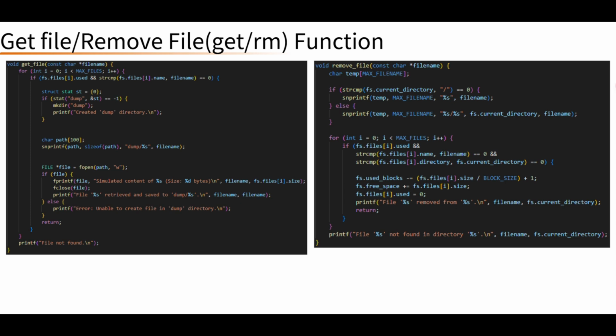Then add to the system's available space by adding the size of the deleted file's blocks to the free space. Set the file use flag to 0 to indicate that the file resource has been freed. Print a success message indicating the file has been removed. If the file cannot be found, print a message stating that the file was not found in the directory.